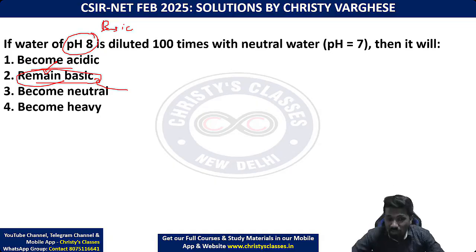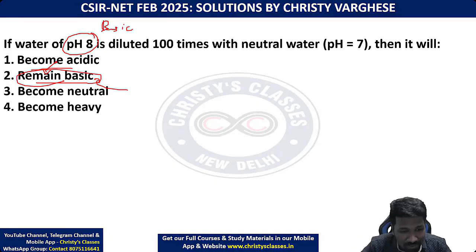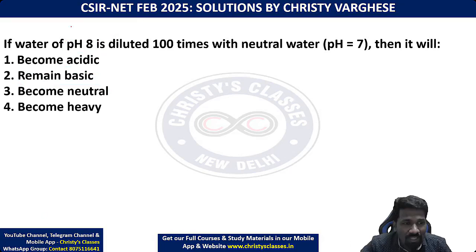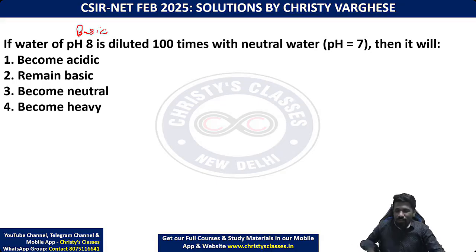Okay, now I haven't solved the question. Please don't misunderstand, I am not telling you option B is the answer. My point is, from the options I got to know pH 8 means basic. Yes, pH above 7, up to 14, is basic. Below 7 is acidic. Exactly 7 is neutral.